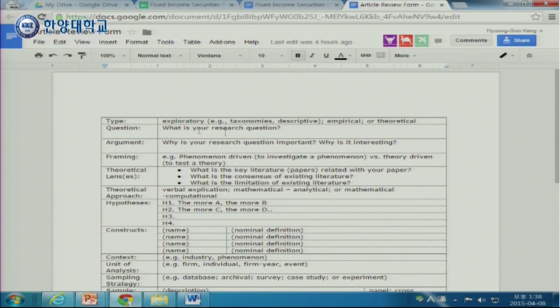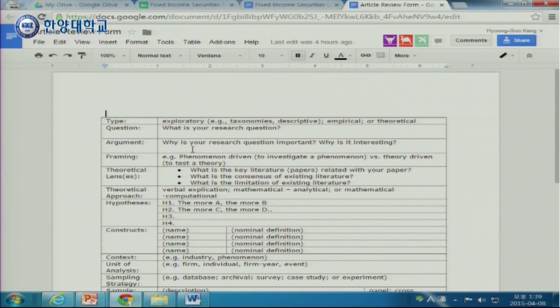And the question, what is your research question? Write down your research question here. And argument, why is your research question important? Why is it interesting? You fill out your argument over here, which you already did, right? It's easy. And framing, this is important.